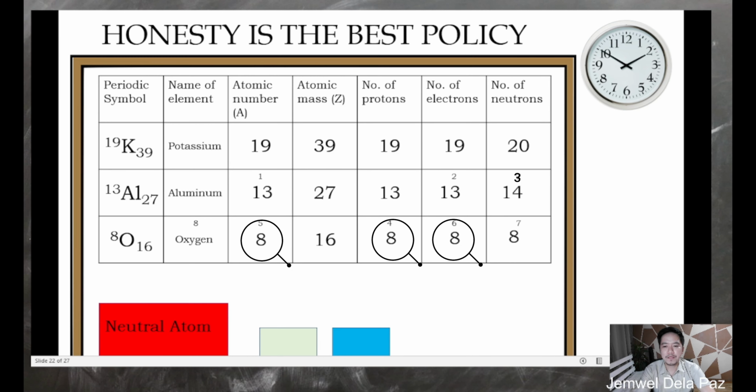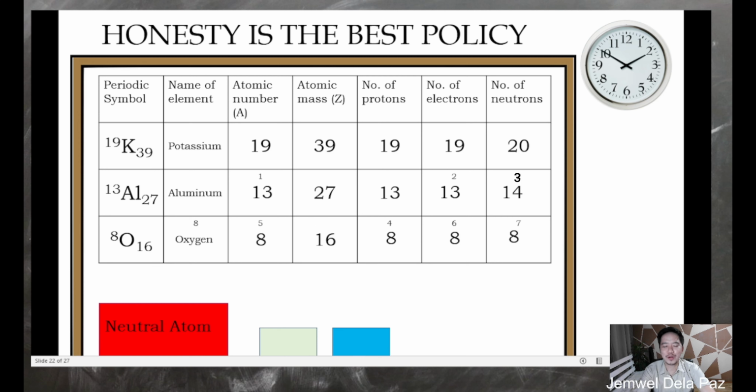The atomic number of a neutral atom is equal to the number of protons and the number of electrons. Atomic number 8, number of protons 8, number of electrons 8. To determine the atomic mass, number of protons plus number of neutrons, 8 plus 8 is equal to 16. To check if we have the correct number of neutrons, subtract the atomic mass by the number of protons. 16 subtracted by 8 is equal to 8.